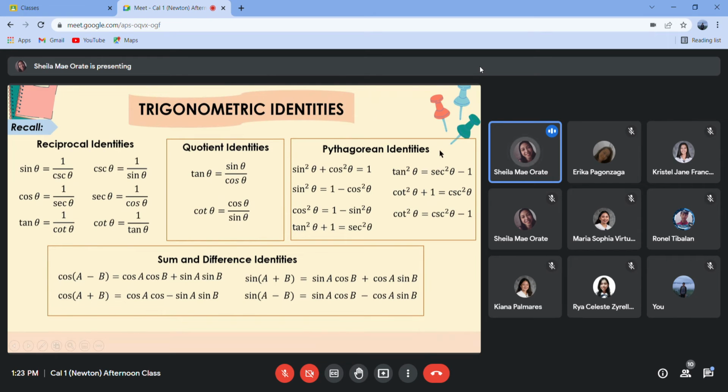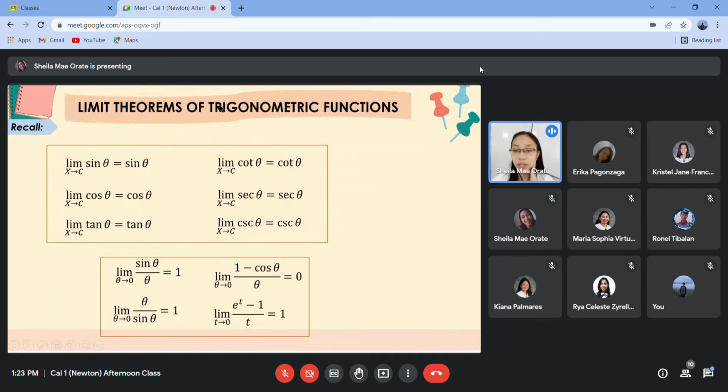So you have to remember, screenshot or take note of these trigonometric identities. Anyway, they are in your module. So we are going to use this. This is very important. Then, the limit theorems of trigonometric functions. This was discussed by Ma'am Jorbilin in her last discussion. You should remember this too, because we need it.